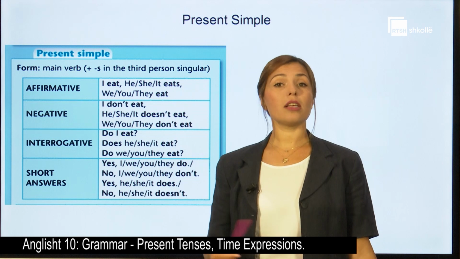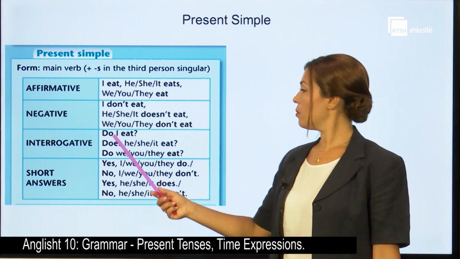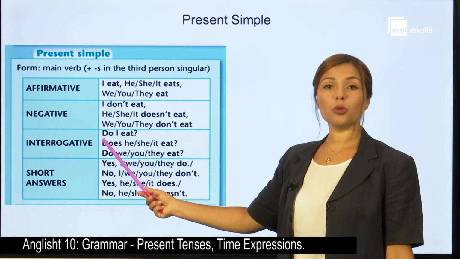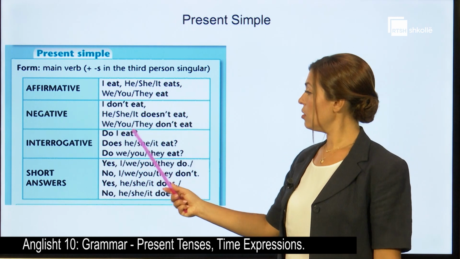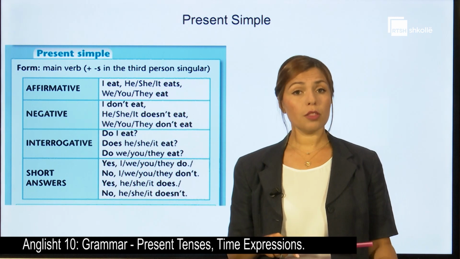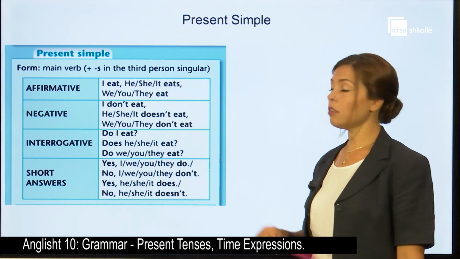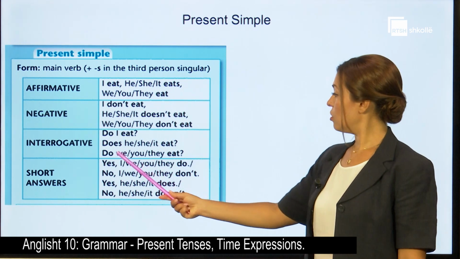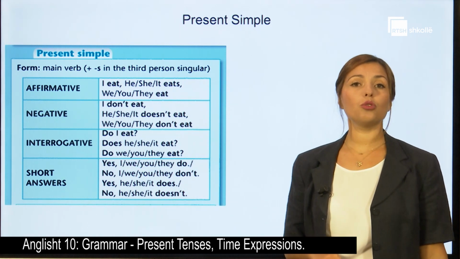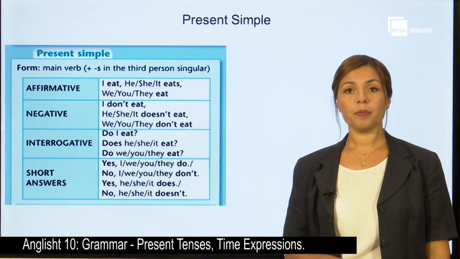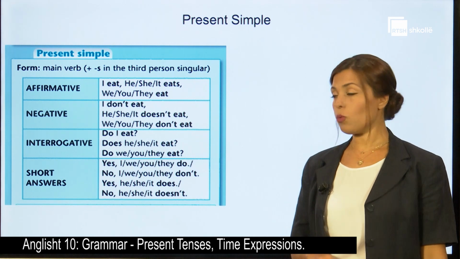If I want to ask a question now, we use do. Do I eat? Do you eat? In the third person, does. Does he, she eat? And do we eat? Do you eat? Do they eat?